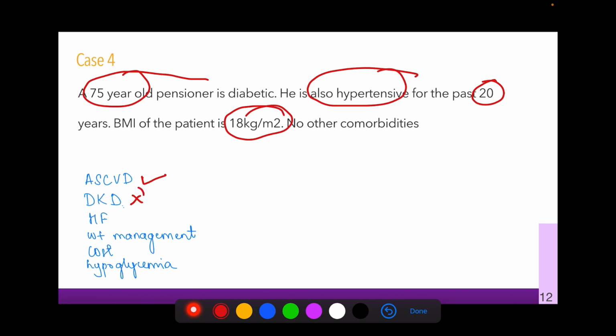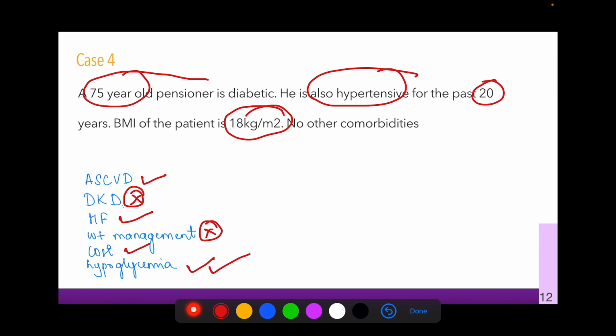DKD, no, there are no other comorbidities. Heart failure, yes, the patient is hypertensive for the past 20 years. You should try in reducing the risk of heart failure. Weight management, no. Cost, yes. Hypoglycemia, a big yes. The patient is elderly, so you should ensure that the patient does not go into hypoglycemia.